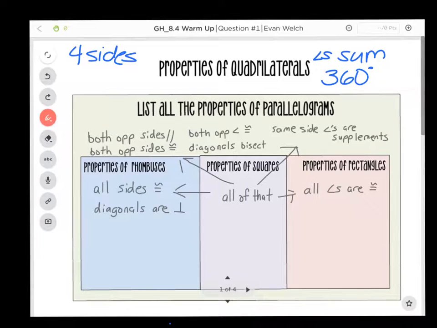Then within there we've got parallelograms, and parallelograms have opposite sides congruent, opposite sides parallel, opposite angles congruent, diagonals bisect each other, and this is Evans. He wrote same side angles, which are the same as consecutive angles, are supplementary, okay? Then you've got the properties of the rhombuses, which is all sides are congruent and the diagonals are perpendicular. There's also one more property to rhombuses. What is it? Emily. Good. The diagonals bisect the opposite angles.